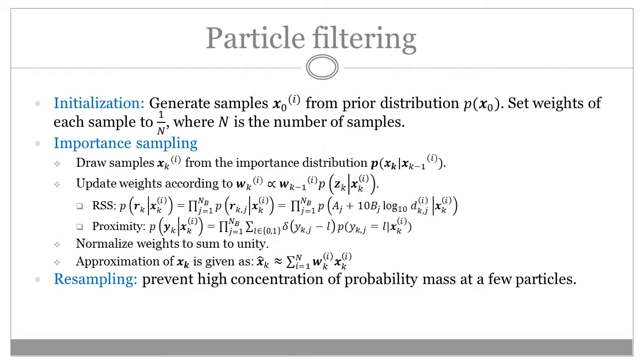The particle filtering algorithm is introduced as follows. We start with generating particle samples from a pre-selected prior distribution. The weight of each sample is equally set to 1/n, where n is the total number of particle samples. Then, we use the sequential importance sampling algorithm to propagate particle samples and perform weight update.